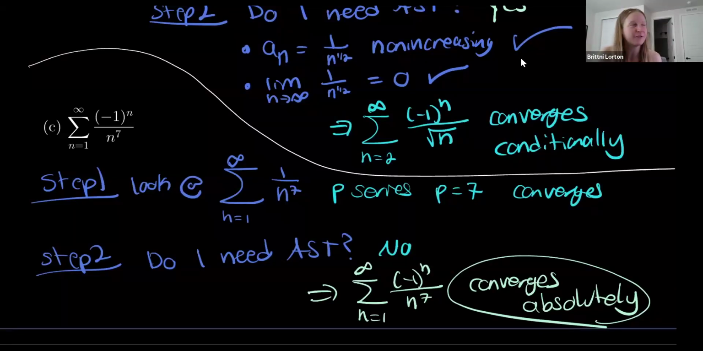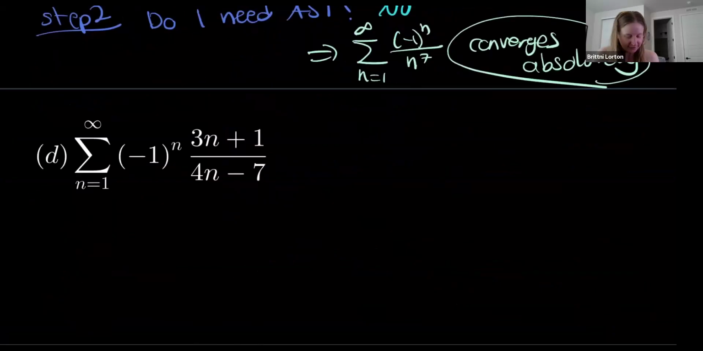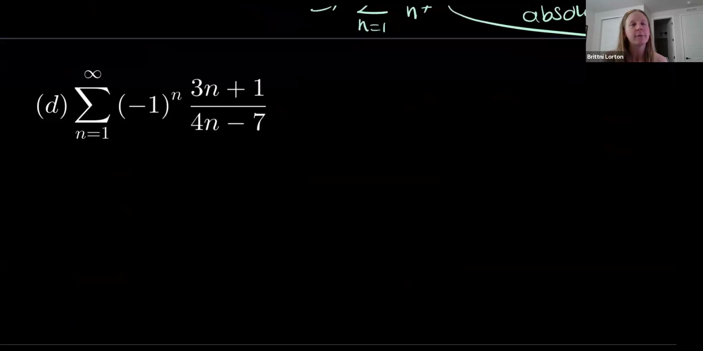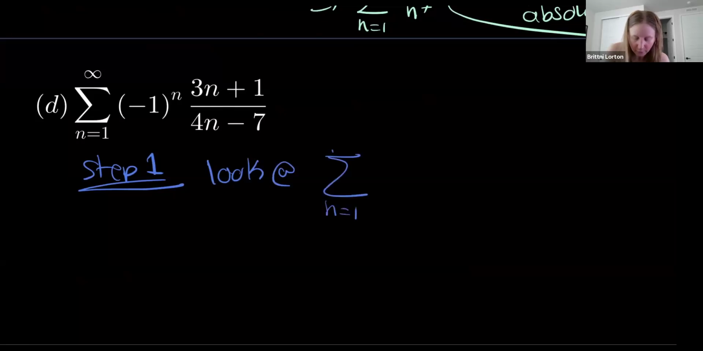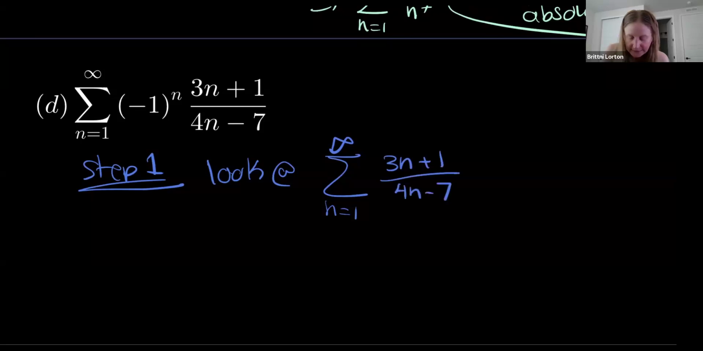Let's do another one, okay? Same couple of steps. They're all very, very similar. The more we practice, the easier it's going to be. Let's look at the next one. The sum from n equals 1 to infinity of -1 to the n times 3n plus 1 over 4n minus 7. Same kind of idea. Step 1. Let's start at the beginning. Step 1 is to look at it without the negative. I'm going to look at a completely different series, the sum from n equals 1 to infinity of 3n plus 1 over 4n minus 7.